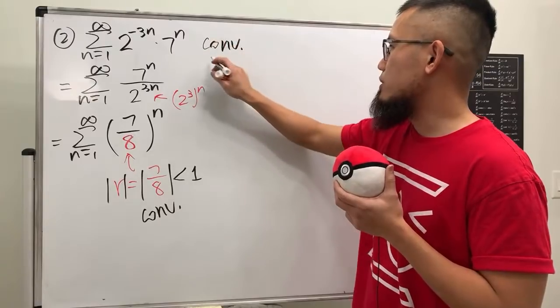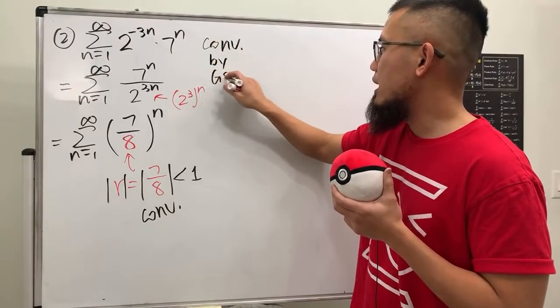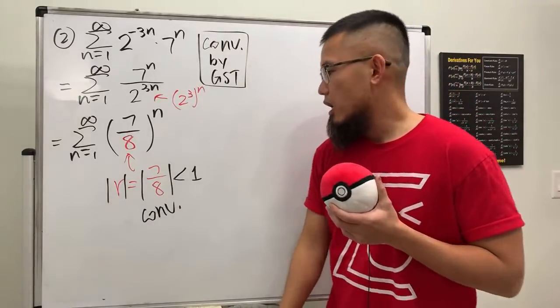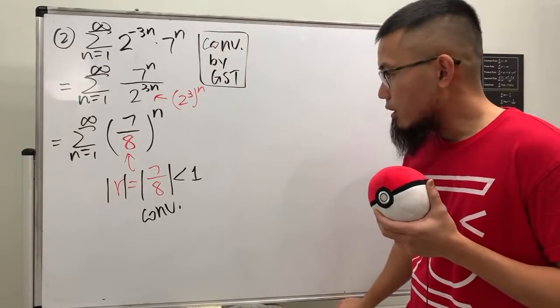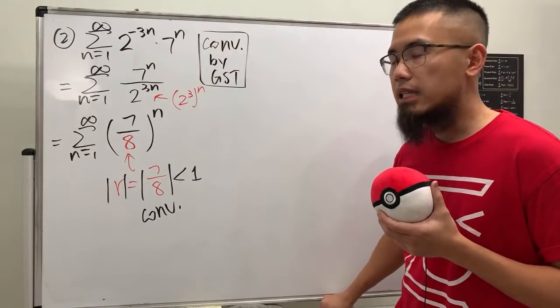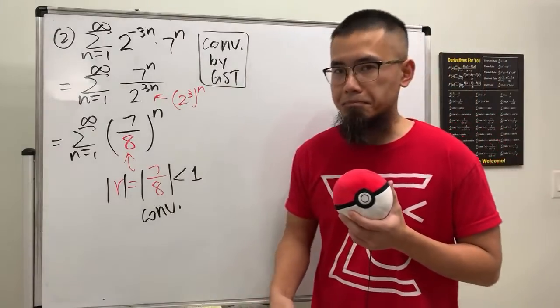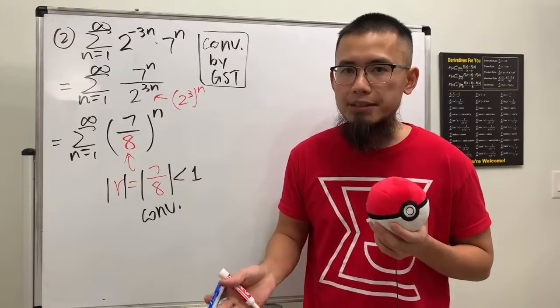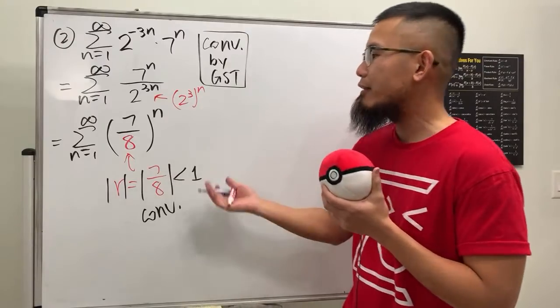CONV stands for converges, of course, by GST, right? So converges by the geometric series test. All right, so pay attention to the question. If I ask you guys, does this converge or not? Fine, we are done.